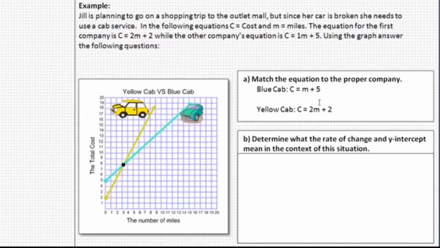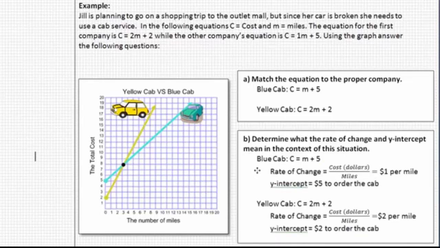Then we have to think about, well, what do these y-intercepts mean? What does this 5 and the 2 mean? So it's saying at 0 miles, the yellow cab costs $2 and the blue cab costs $5. What it looks like to me is that it costs just $2 to even call the yellow cab company and order a ride, where it costs $5 to call the blue cab company and order a ride, just to have them come pick me up. And then the slope, the rate of change, is telling me how much is that going to increase for every mile that I go on the trip.